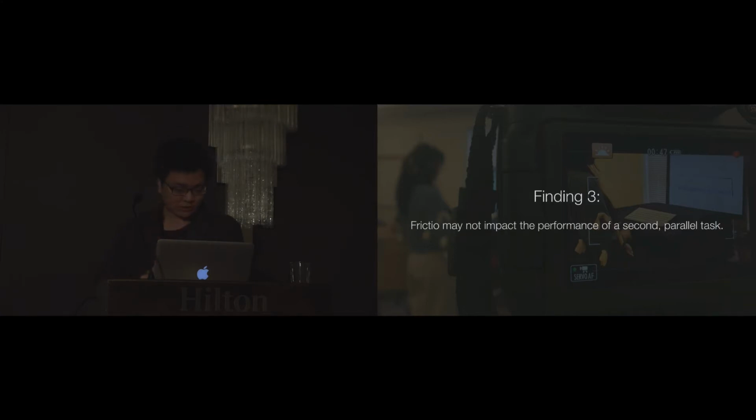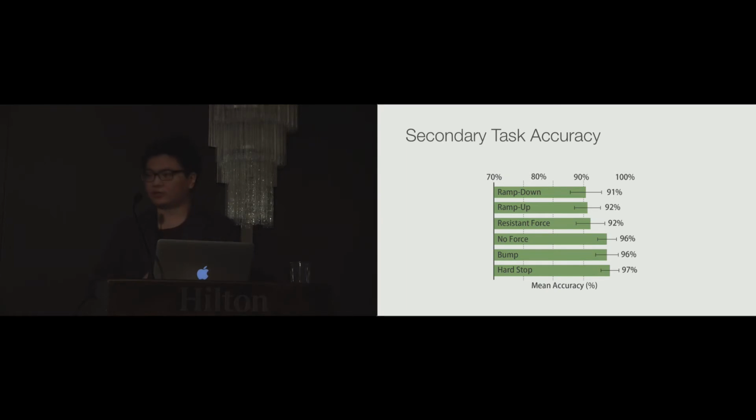For the third one, Frictio may not impact the performance of a second or parallel task. And this figure shows the accuracy of the secondary task across all the profiles. Although the hard stop, bump, and no force have a higher accuracy than the others for the secondary task, the average accuracy of the secondary task actually reached 94.1%, which is pretty high.